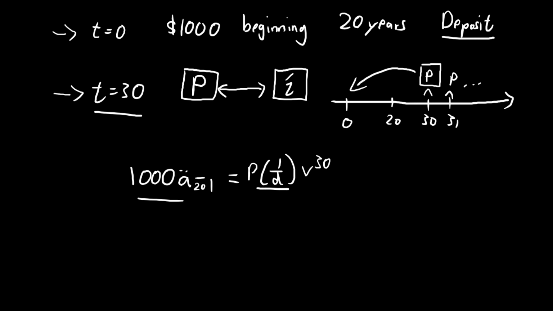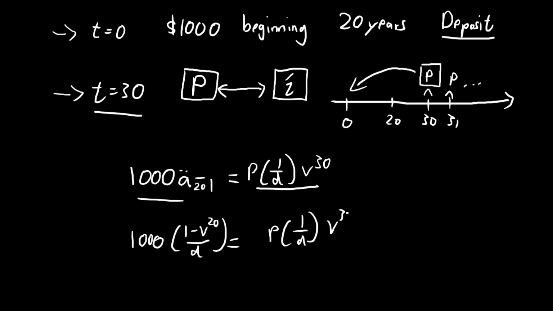This is the relationship, so all we have to do now is rearrange some of the terms to find our P. So ä_20 is equal to this, right? And so obviously the d's cancel out. And then I'm going to multiply both sides by (1+i)^30. So v^30 and (1+i)^30 cancel out.